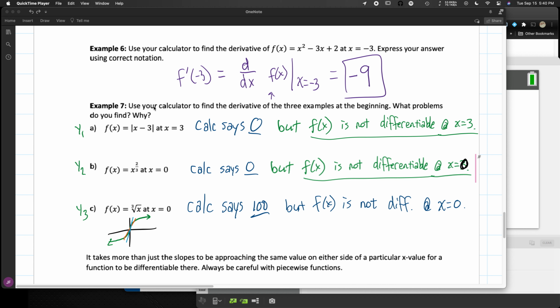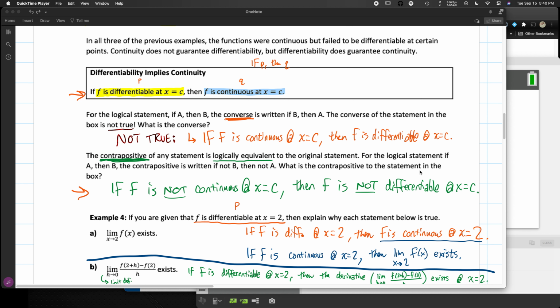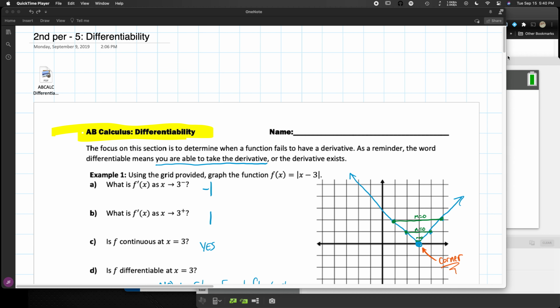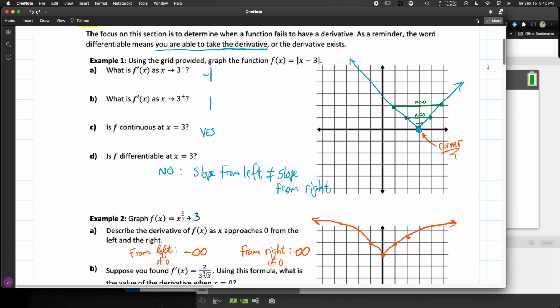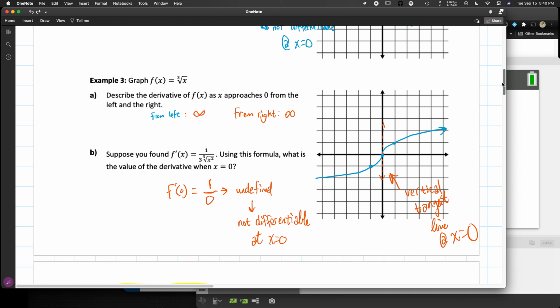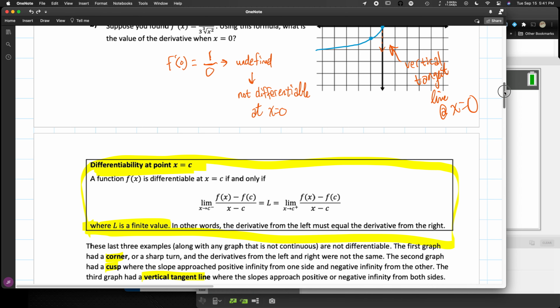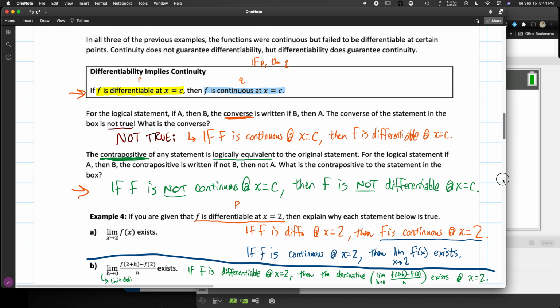It says, use your calculator to find the derivative of the 3 examples at the beginning. What problems do you find and why? Again, this is referring back to those 3 problems we did at the beginning of our notes where we graphed them. We saw that at a corner, at a cusp, and when we have something like a cube root function that has a vertical tangent line, then even at points that are continuous, we can still have places that are not differentiable, okay, that our calculator can't always see.